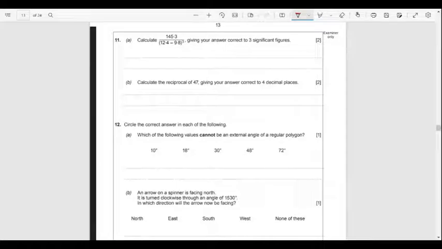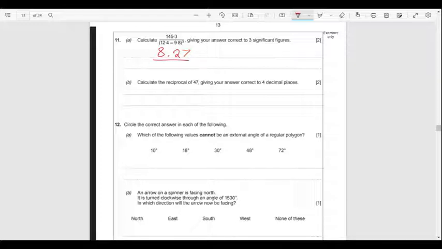This first one, calculate 145.3 divided by, in brackets, 12.4, take away 9.8 cubed. Give your answer to 3 significant figures. Okay, so that would be 8.27. There might have been some numbers after that, but that's what it rounds to at 3 significant figures.